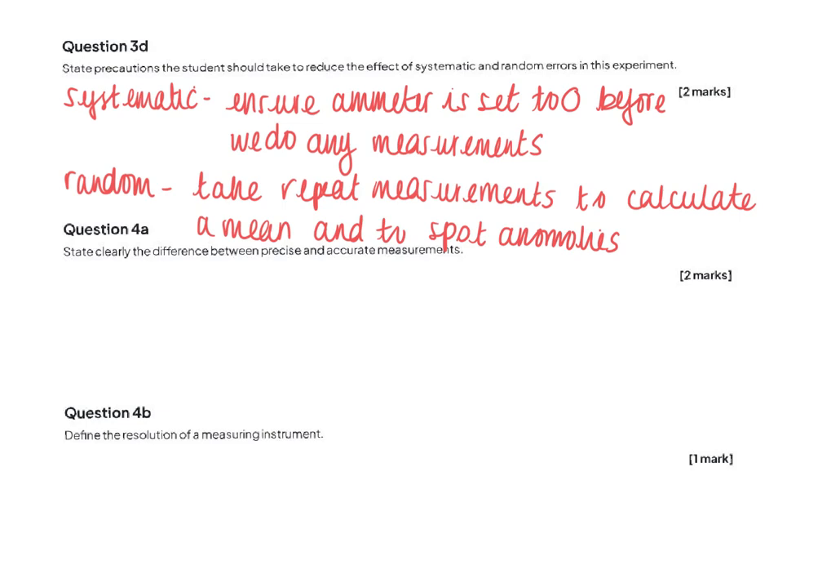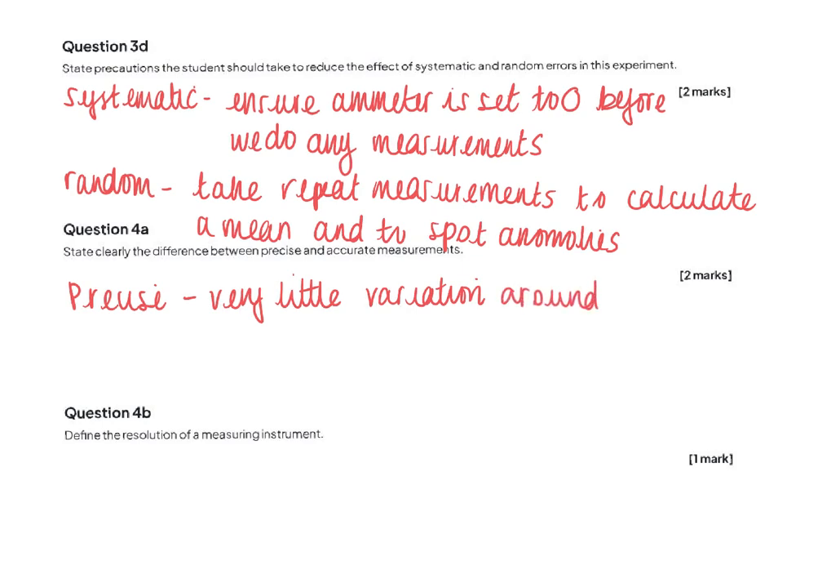Question 4a, state clearly the difference between precise and accurate measurements. So a precise measurement means there's going to be very little variation around the mean value. So all of your results will be very close together. That would mean they're very precise.